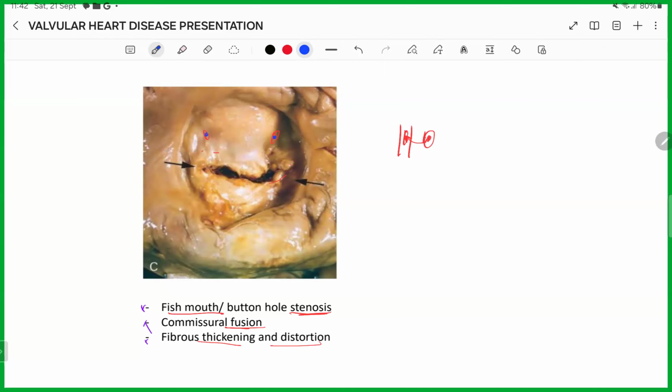I don't know that you can see it, but I can. And then you have fusion of the commissures, as you can see, pointed by the arrows. So this is known as fish mouth or buttonhole. Buttonhole.